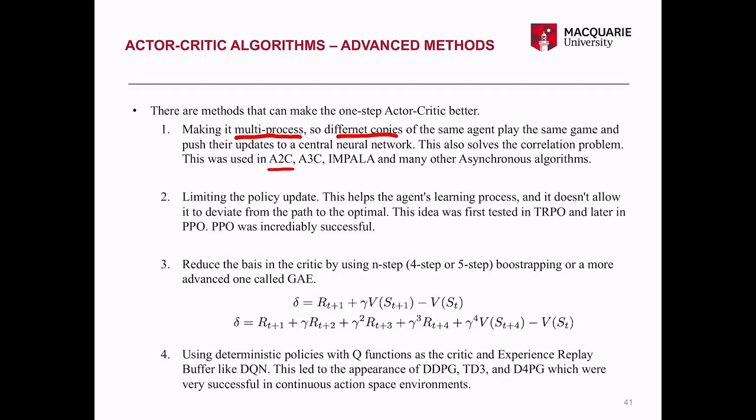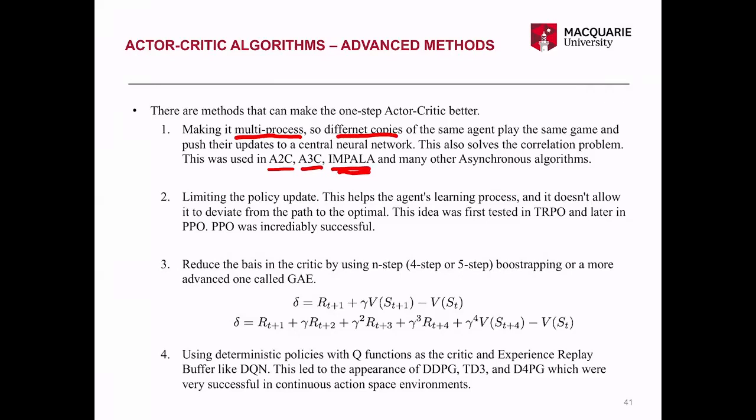If the network is in charge of training, we're talking about A2C algorithms, called advantage actor critic. If each agent is allowed to update the network itself, it's called an asynchronous actor critic algorithm. And also IMPALA. Remember that in AlphaStar, they used IMPALA, which is a derivative algorithm of this class of algorithms.